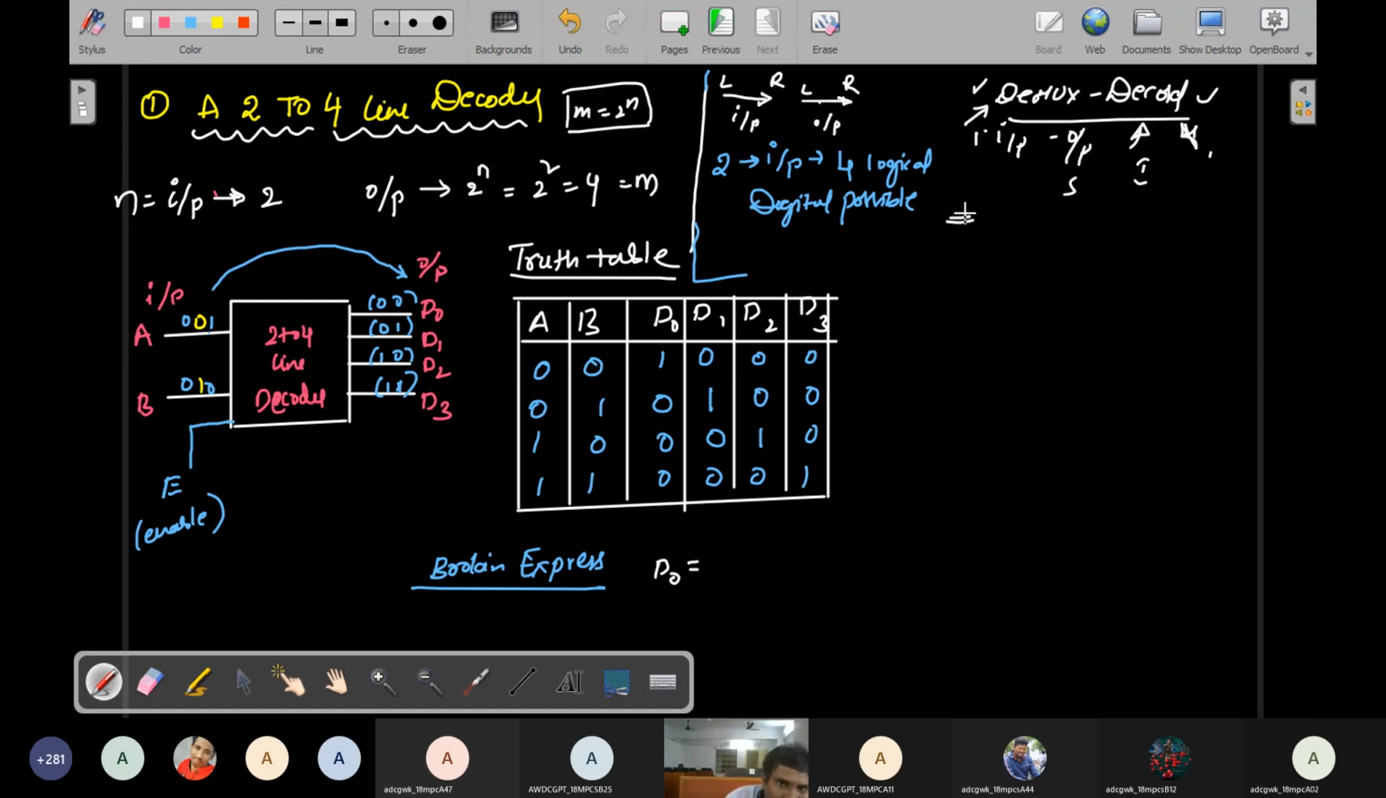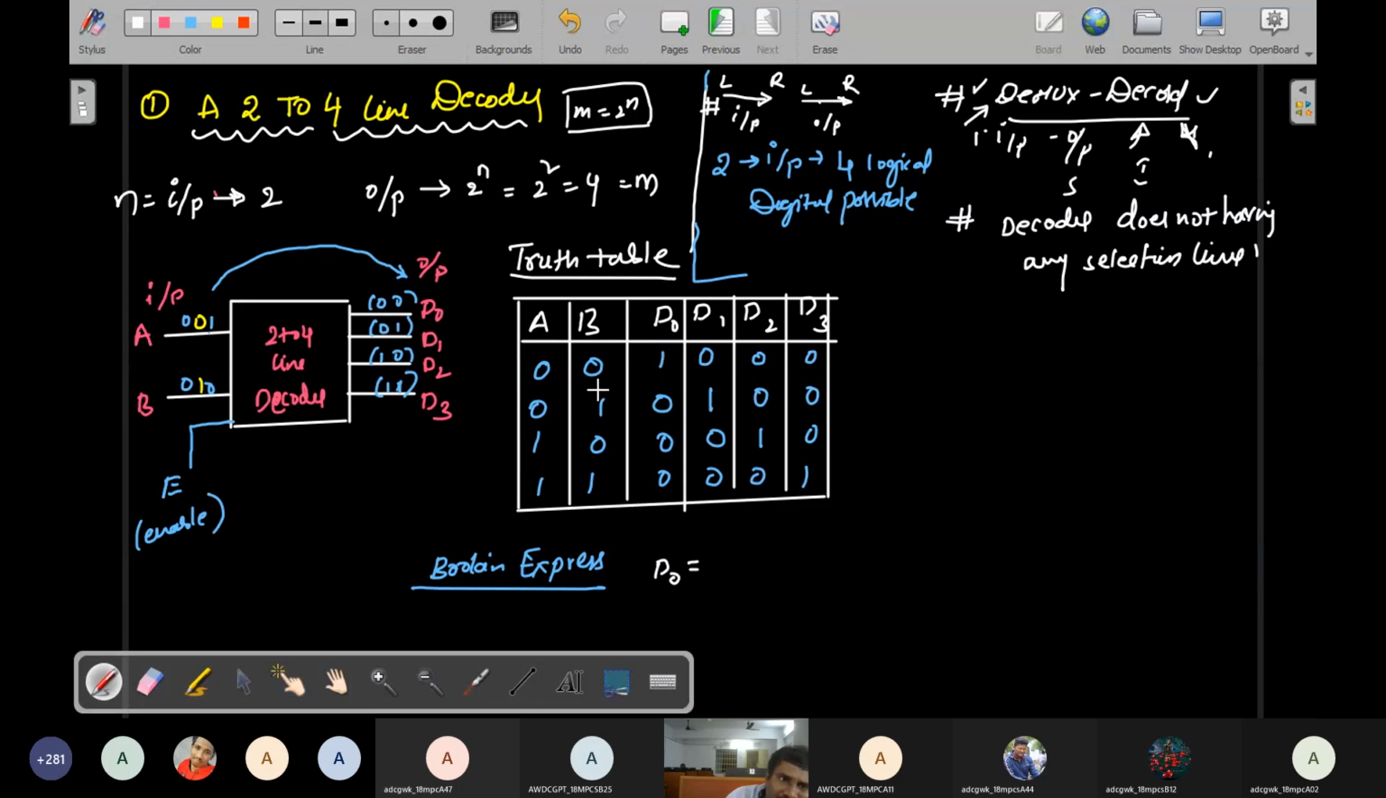Okay, so these are important points. An important point is that decoders do not have any selection lines. So they need not have any selection lines. Here, whatever input is taken from the input terminal, that input will decide to select any one of the outputs. Okay, so that is the reason.